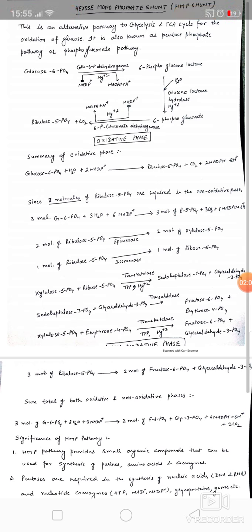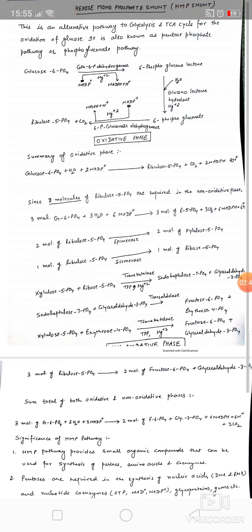Now in the non-oxidative phase, 2 molecules of ribulose 5-phosphate epimerize to form 2 molecules of xylulose 5-phosphate, and 1 molecule of ribulose 5-phosphate isomerizes to form 1 molecule of ribose 5-phosphate. Now xylulose 5-phosphate combines with ribose 5-phosphate in the presence of the enzyme transketolase to form sedoheptulose 7-phosphate and glyceraldehyde 3-phosphate.